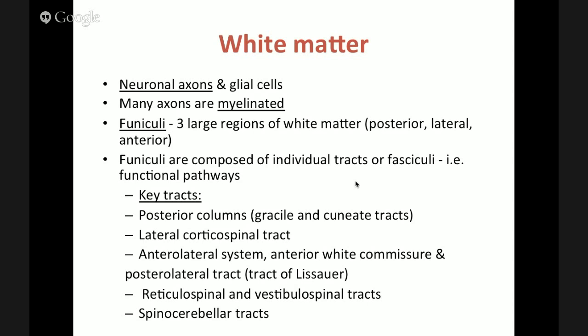Other key tracts, the lateral corticospinal, the anterolateral system, which is made up of several individual tracts, but principally is containing the spinal reticulars and the spinothalamics, the anterior white commissure of the spinal cord, and the posterolateral tract, which is also known as the tract of Lissauer. And then other major descending tracts, the reticulospinals and vestibulospinals, and then the ascending tracts to the cerebellum, the spinocerebellars.